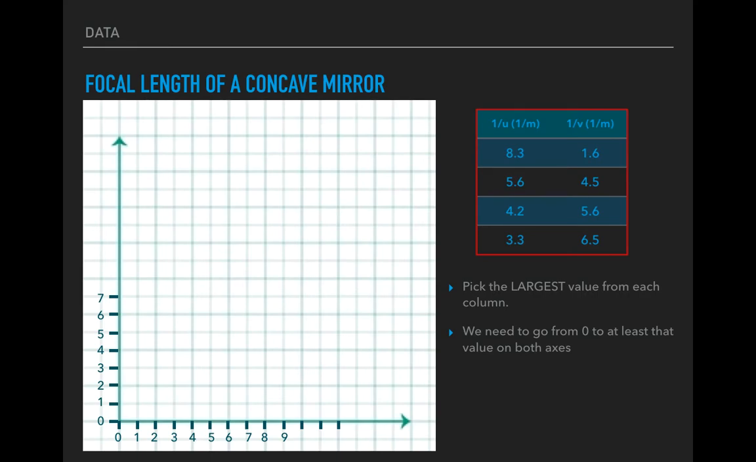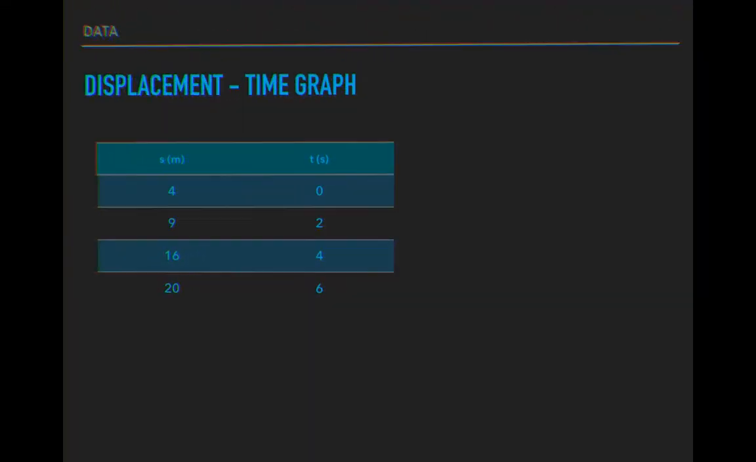Once you have that, then you just plot your groupings of points. So the first one to go down there is the 3.3 and 6.5. The second one, 4.2, 5.6, then 5.6, 4.5, and then 8.3 and 1.6. So the 1 over U and 1 over V are the X and Y respectively. Draw a line through them, and I'm not going to finish off the experiment or the work on the graph in relation to this. Second example.